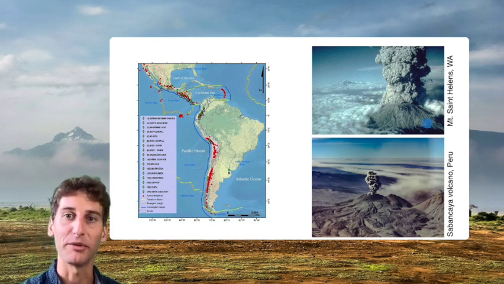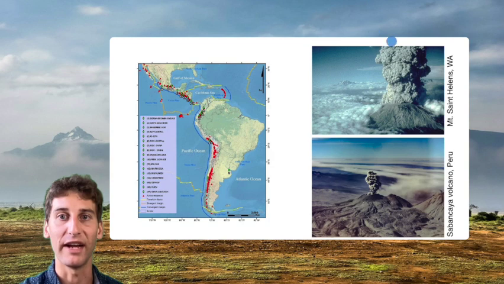You can see a much bigger eruption here, but a similar process, a similar big cloud of volcanic ash and smoke and gases in the Mount St. Helens eruption in Washington.